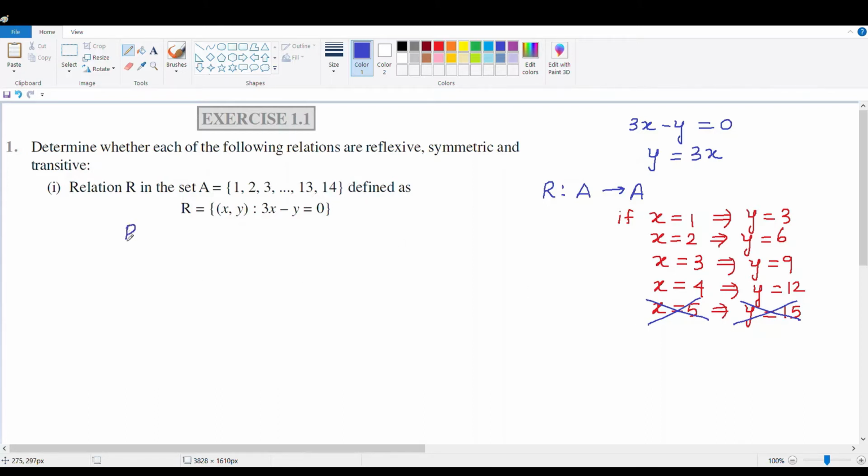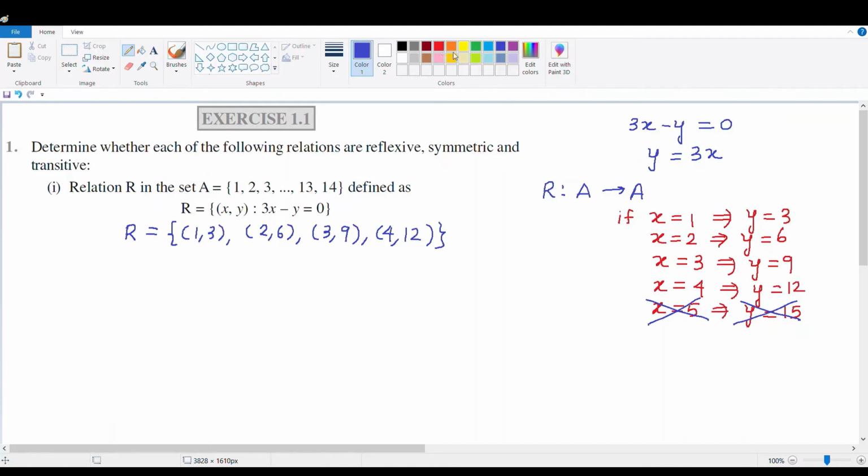So in short, your set R is made up of these elements: (1, 3), then (2, 6), then (3, 9), and (4, 12). These are the elements in your set R. Now we need to determine whether this relation is reflexive, symmetric, or transitive.